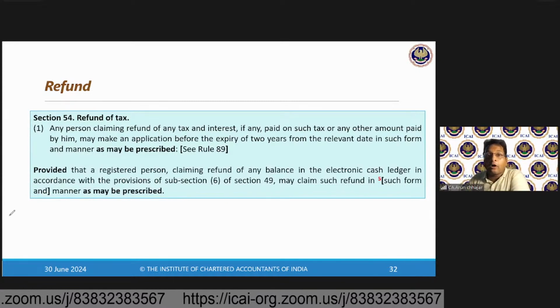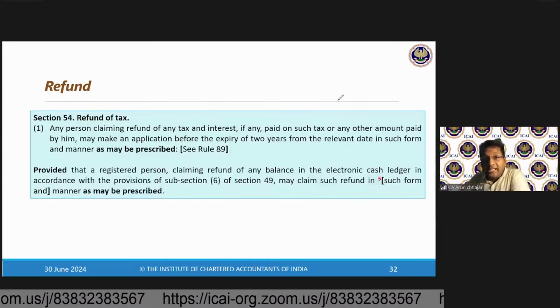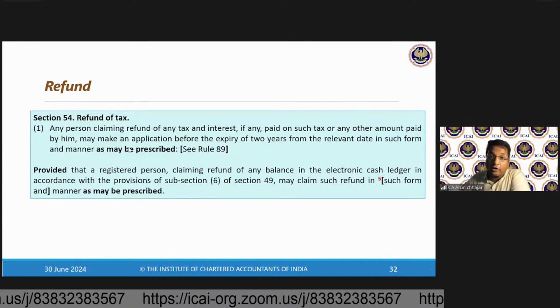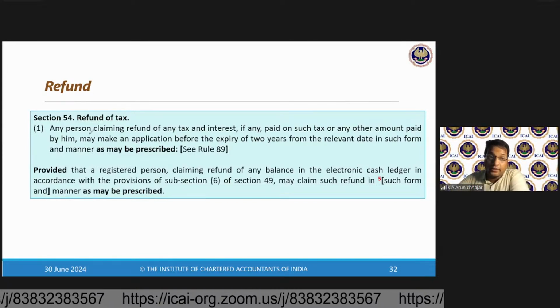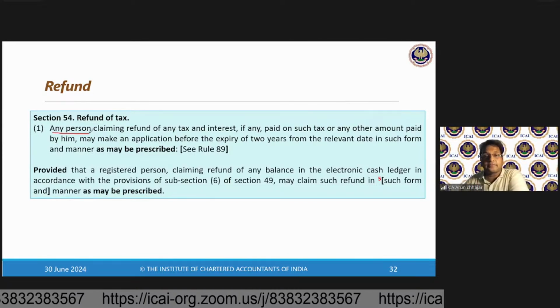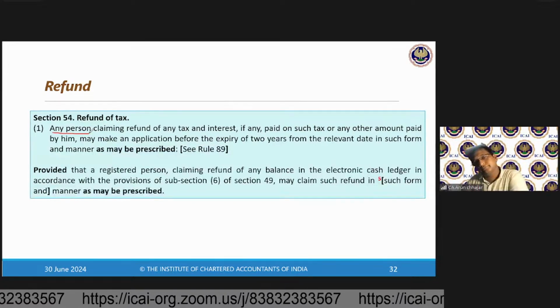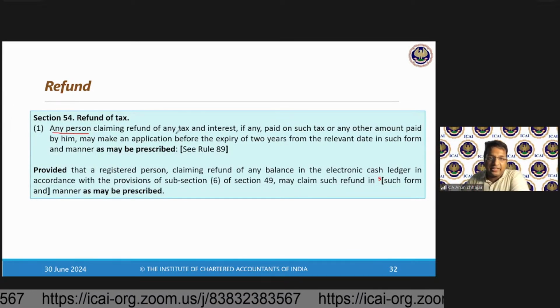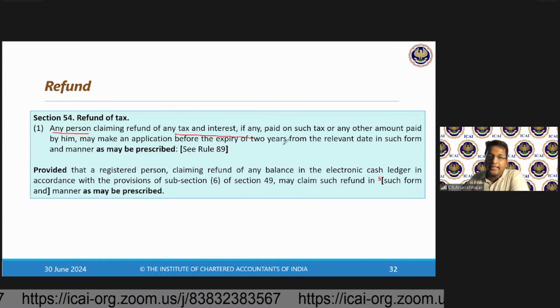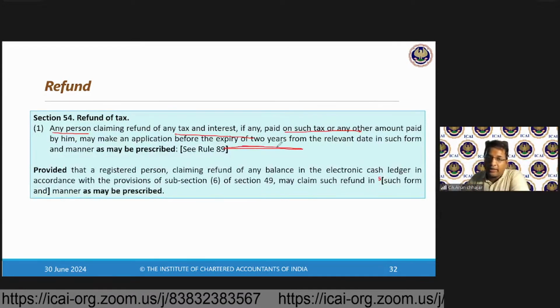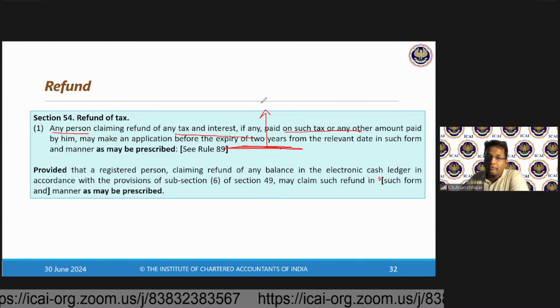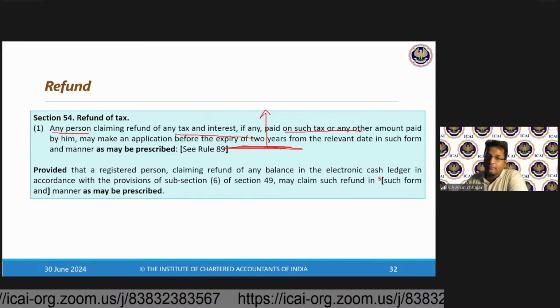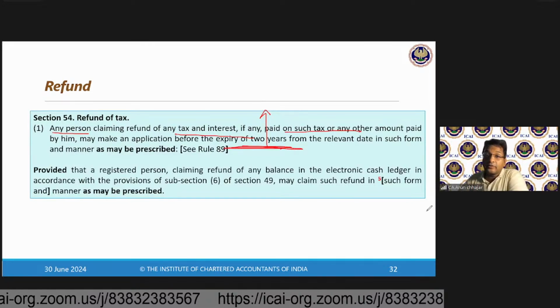There is a functionality provided on the GST portal which needs to be used. But as per the law, they are using the words any person. Please note that they are not using the words any registered person. Any person claiming the refund of the taxes, etc., is entitled, but provided it should be within 2 years.